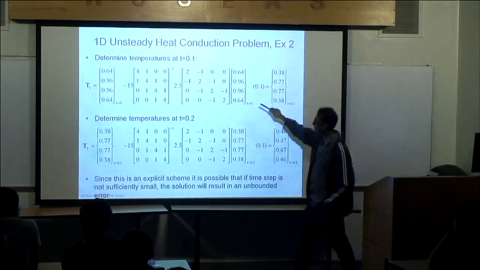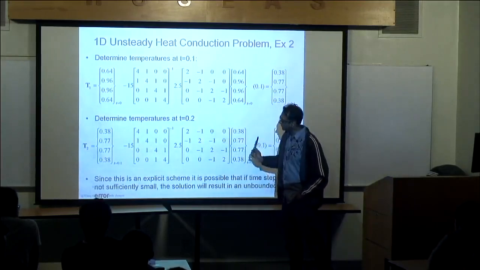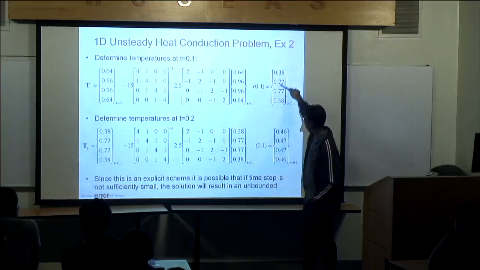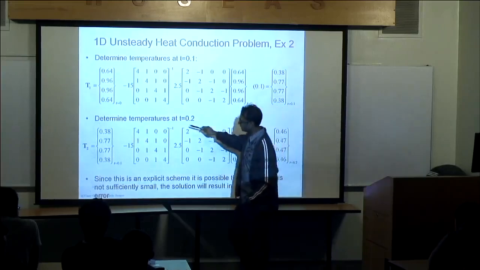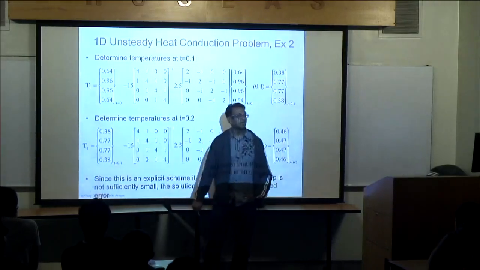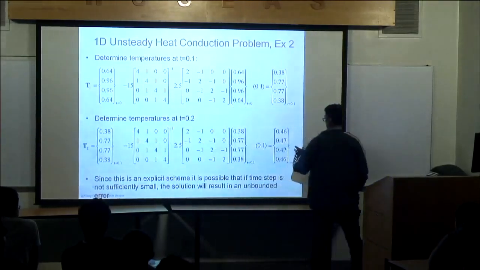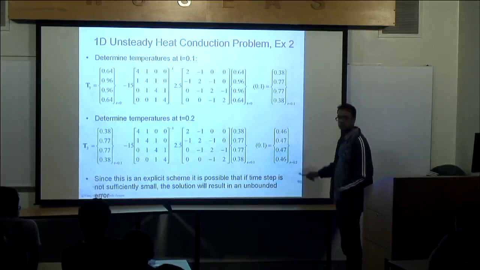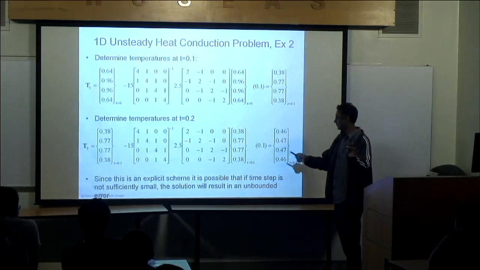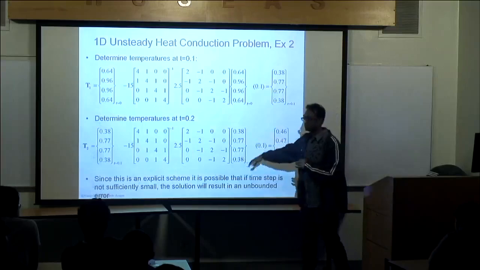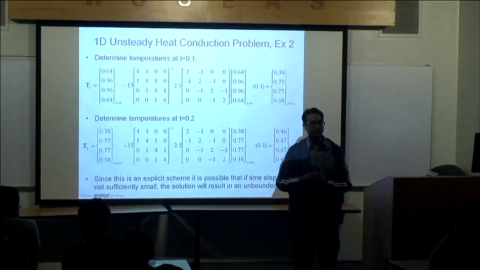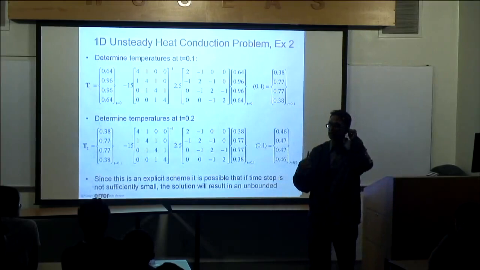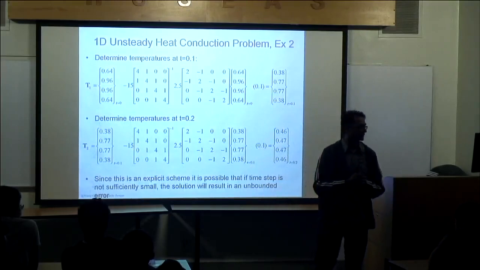At time equals 0.2, I go forward in time again. So take this column here, plug it in here, plug it in there, and then get the temperatures at time equals 0.2. And I get 0.46, 0.47, and 0.46, and so on. Right? So 0, 0.46 in the middle, and then 0 again. All right, so now I can continue on and on and find how these temperatures change over time. Any questions on that? Let's try this in Abaqus and see what Abaqus gives us.